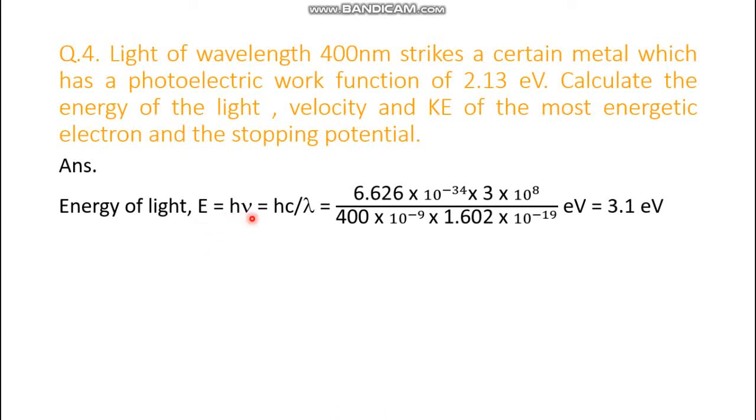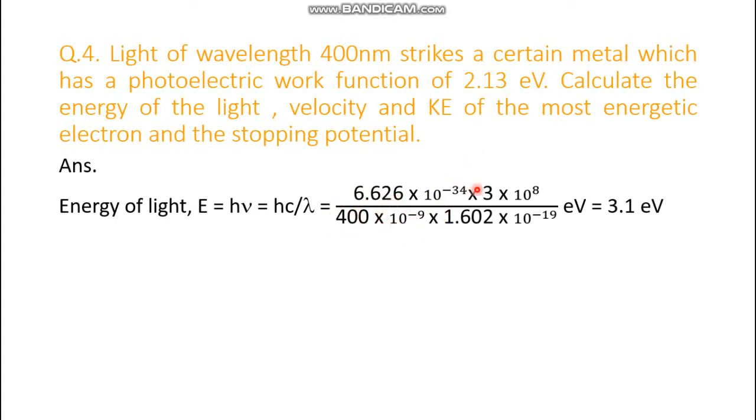E equals h nu, Planck's equation, and then hc by lambda, then put the respective values. In place of h we are putting 6.626 into 10 to the minus 34, it is actually joule second. Then c, 3 into 10 to the 8 meter per second. Then here 400 what? Nanometer. 400 nanometer means 400 into 10 to the power minus 9 meter. This is the value of lambda.